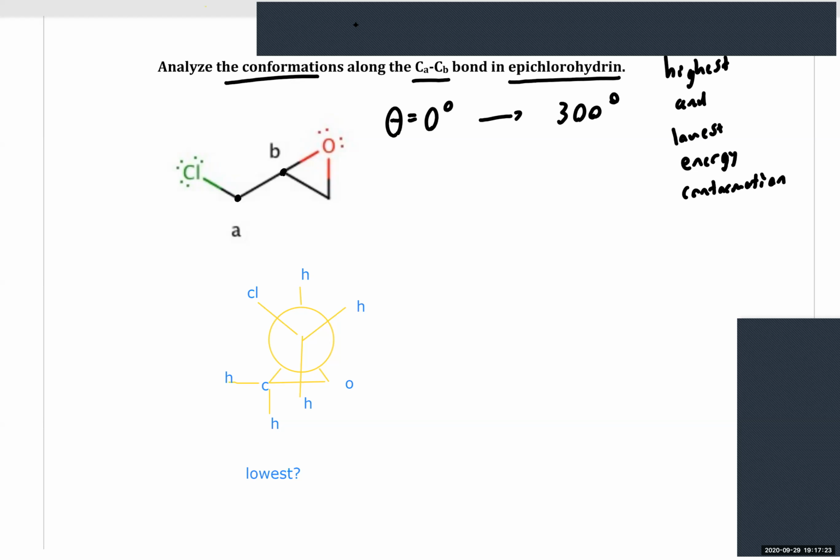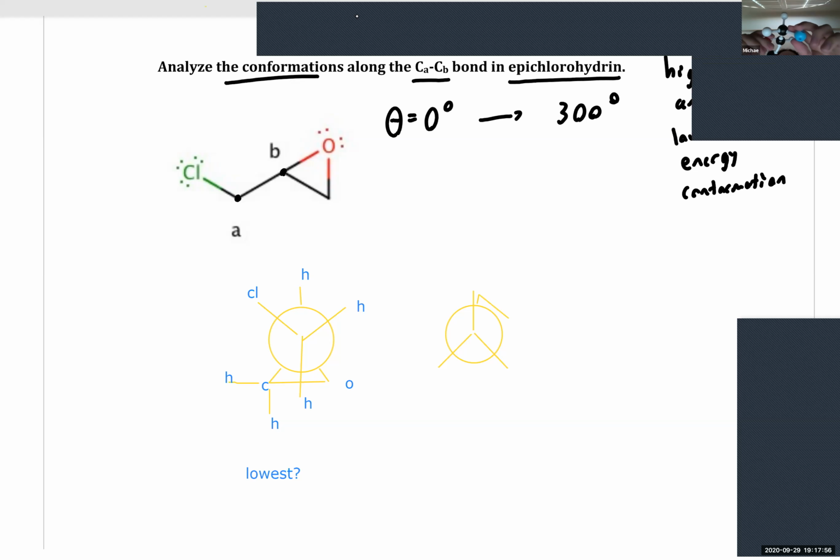So before we assign lowest and highest, let's try to draw out a few of the conformations for epichlorohydrin. Let's get a pool of possible conformations drawn. And ideally, now that we have one conformation drawn, other students can start modifying and rotating our back carbons to generate different conformations. So what do I mean by that?